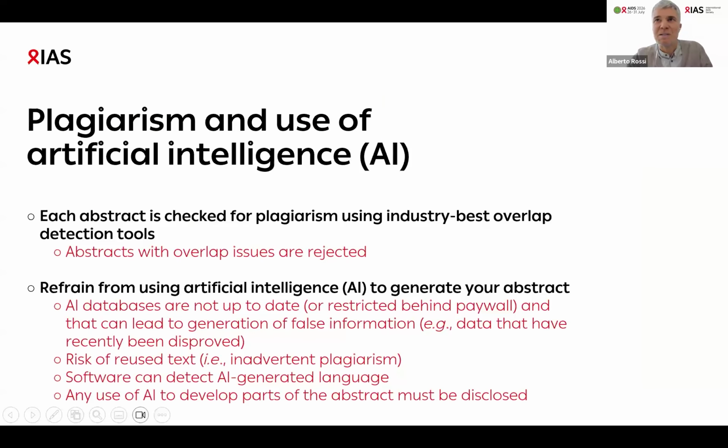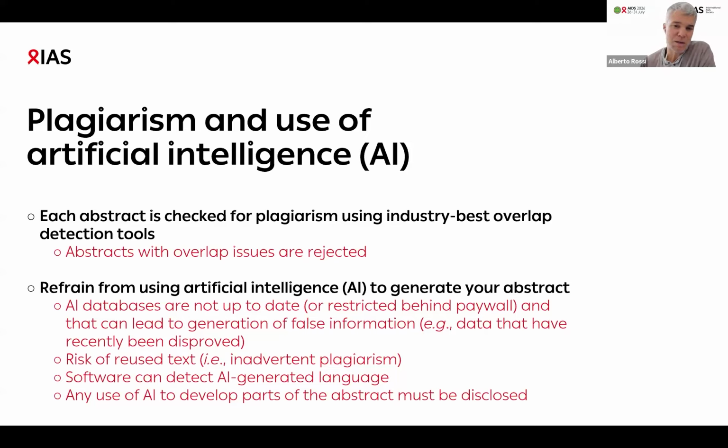Thank you, Anna. This is very timely because I was checking the Q&A and there were already some questions about artificial intelligence. So we're going to provide you some quick recommendations on this, which we think are now very timely and important. For AIDS 2026, each abstract will be checked for plagiarism using industry-best overlap detection tools. So if you're copy-pasting from somewhere else, your abstract will be rejected. That's a fact, and that will happen with pretty much any journal or conference you submit to.